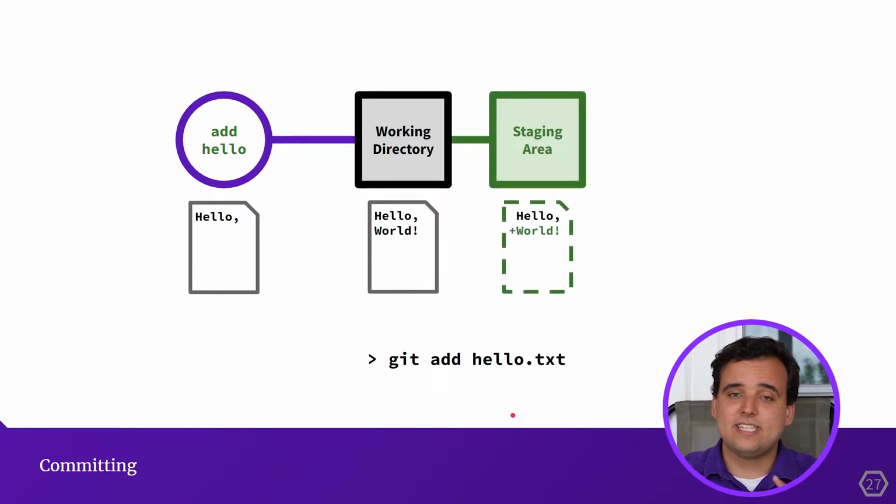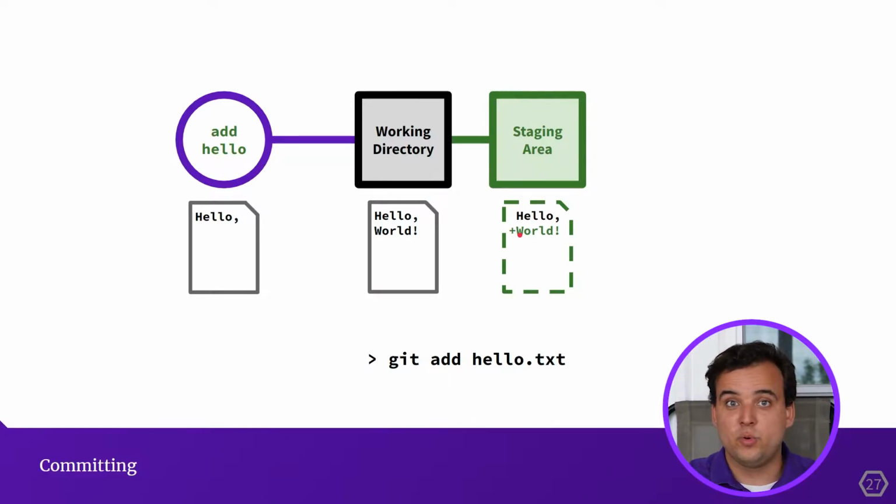Now in Git, the staging area is a collection of changes since the last commit that are going to be in the next commit. So we can do this by doing git add and then the name of the file, and then those changes are put into the staging area.